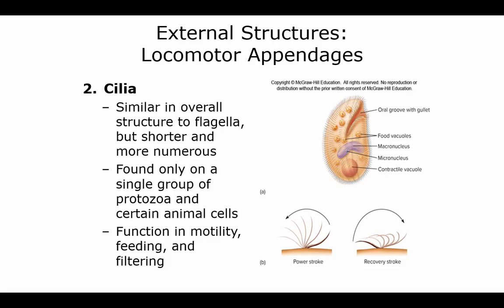The cilia are very similar in structure to the flagella, but they're shorter and more numerous, and you only find them in a small group of protozoa and in some of the animal cells, not many. And the reason for them again is locomotion, feeding, as well as filtering. And you can see there at the bottom in figure B the power stroke and the recovery stroke, how they help the cell to move.